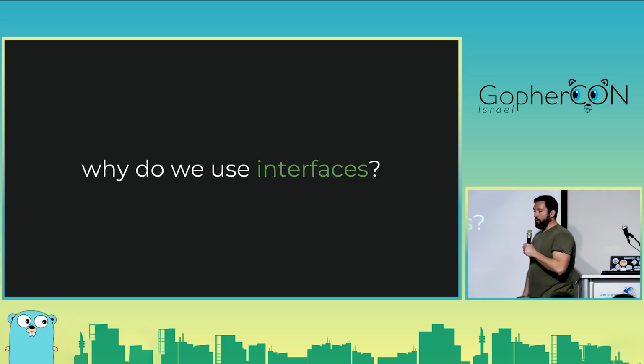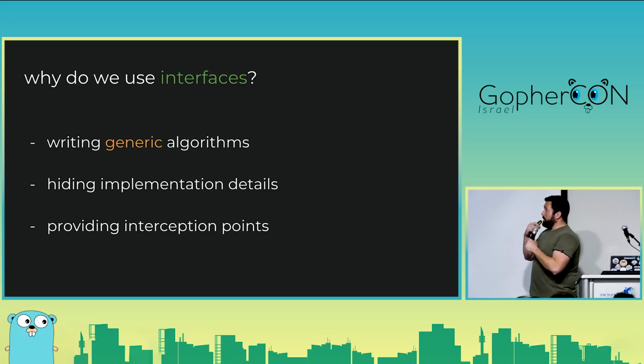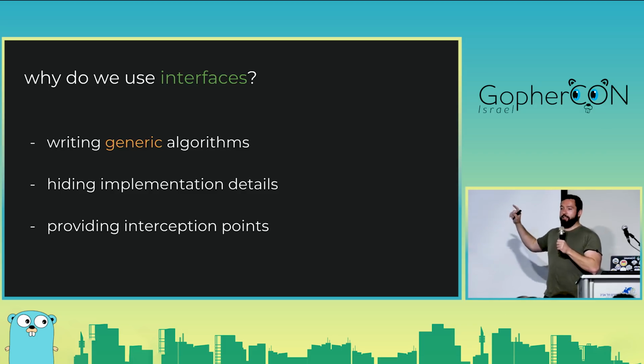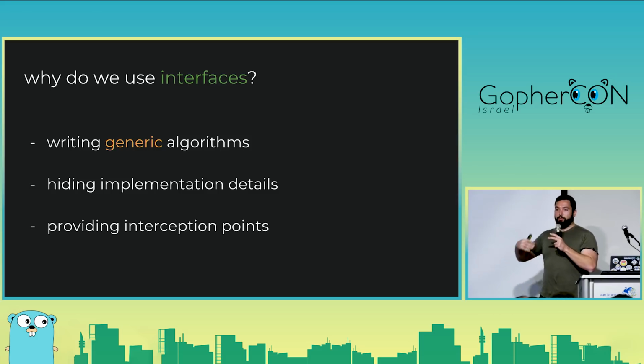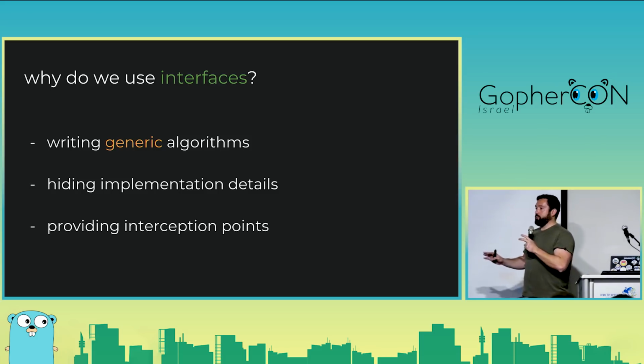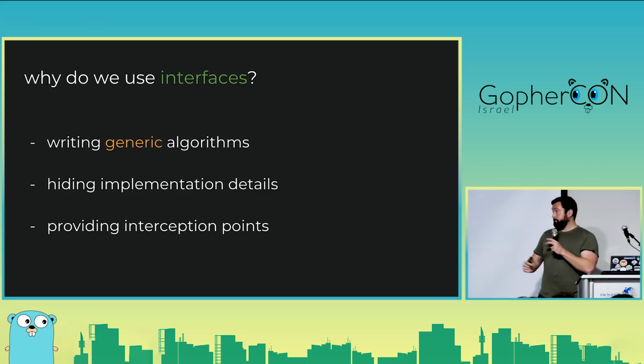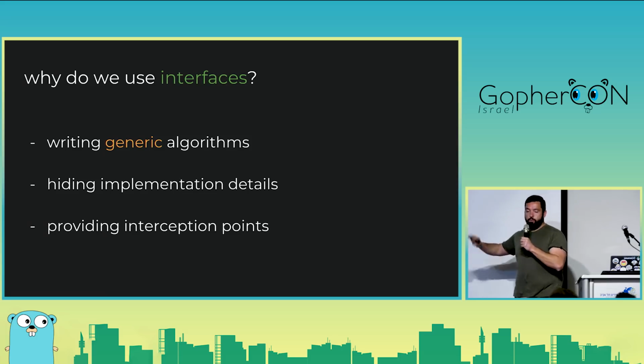So why do we use interfaces at all? There's three main things. One is writing generic algorithms. And this generic is interesting, because these generic algorithms are not generics like in C++ or in Java. The fact that it's generic means the algorithm works on many different types. Interfaces allow you to do this. Also hiding implementation details and providing interception points. And we'll get to those two a little bit later.